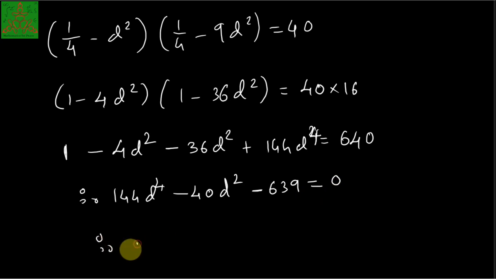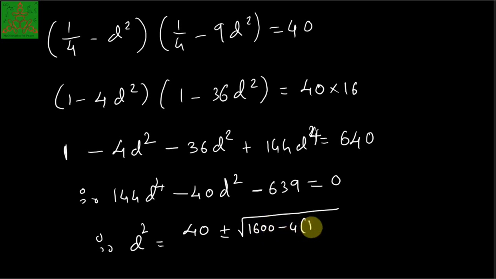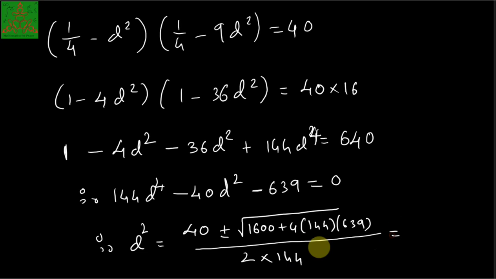So we can find d square by finding the roots of this, that is minus of minus 40 plus or minus the square root of 1600 minus 4 into 144 into minus 639, upon 2 into 144. If you simplify this, we will have two roots, that is 9 by 4 or minus 7 by 36. Minus 7 by 36 is not possible, because it is a d square. So the only possible value is 9 by 4.